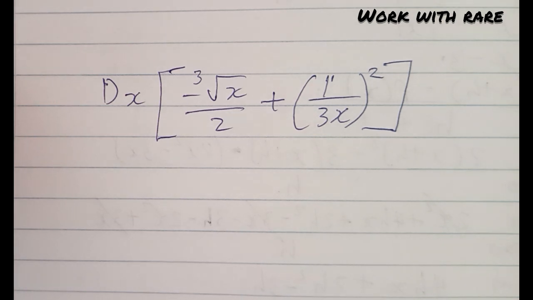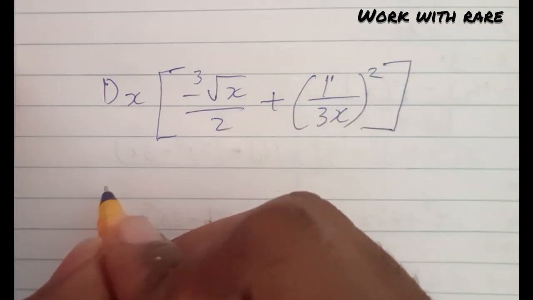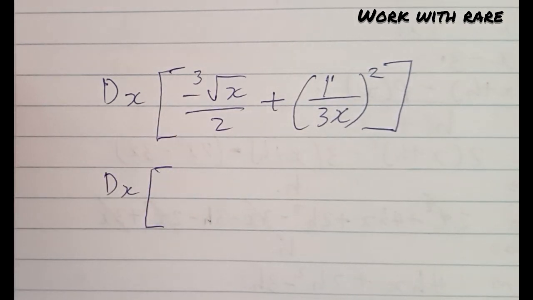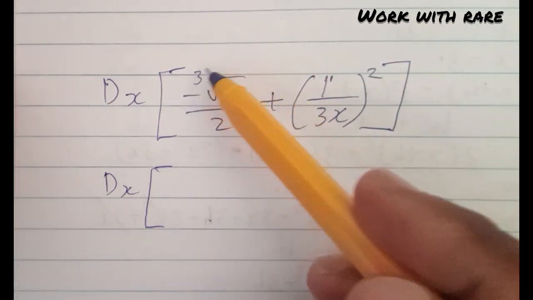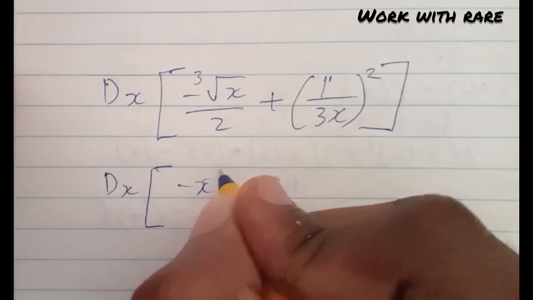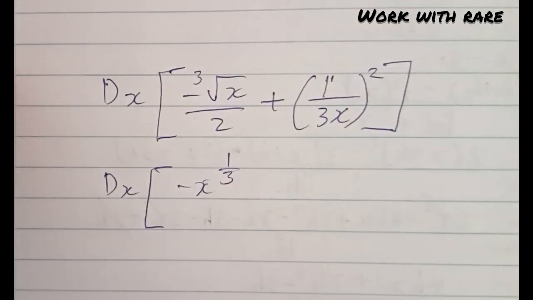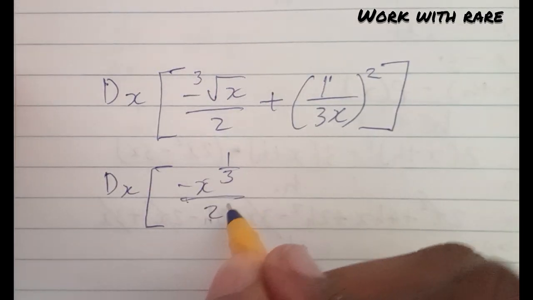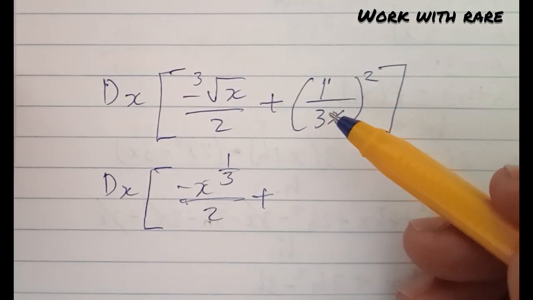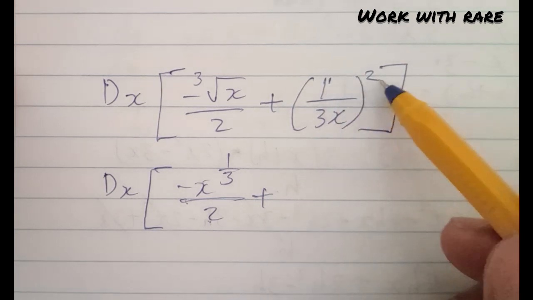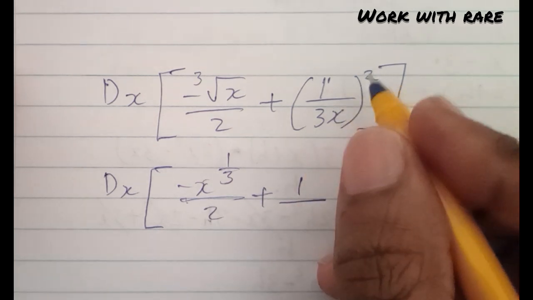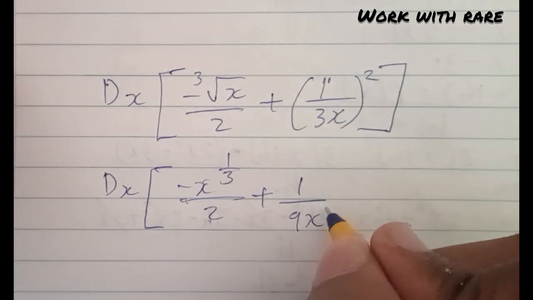First step, we write our dy over dx, and now we write our bracket, so we'll break this. When we break this, we'll remain with negative x to the exponent 1 over 3 because of this cube root. Now we'll say over 2 plus, like I said, this 2 affects this bracket only. Here I'll remain with 1 to the exponent 2, it's 1. 3 to the exponent 2, it's 9x squared.